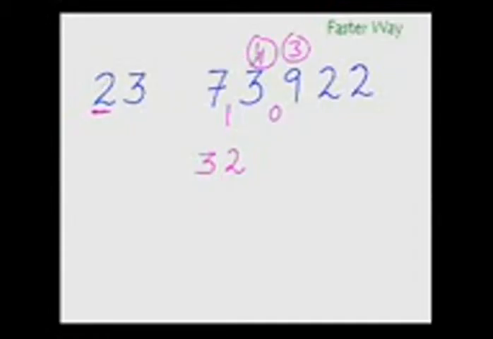Now 2 goes how many times in 3? 1 time, remainder is 1. Okay, so the next dividend would be 12 minus 3 1 times, that is 3. 12 minus 3 is 9.